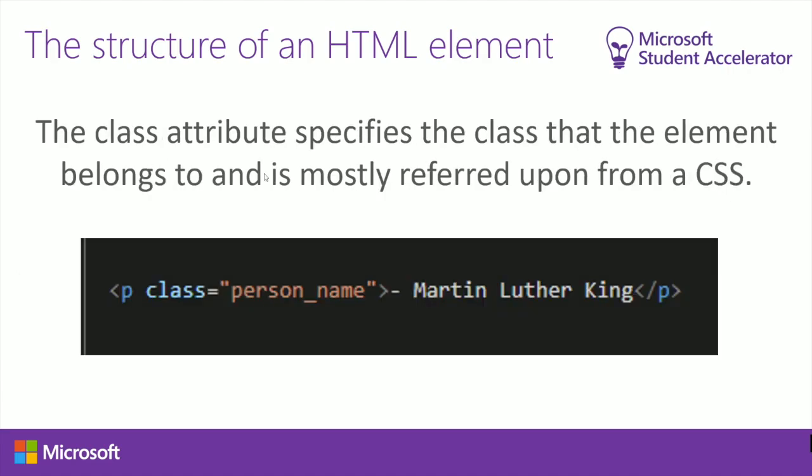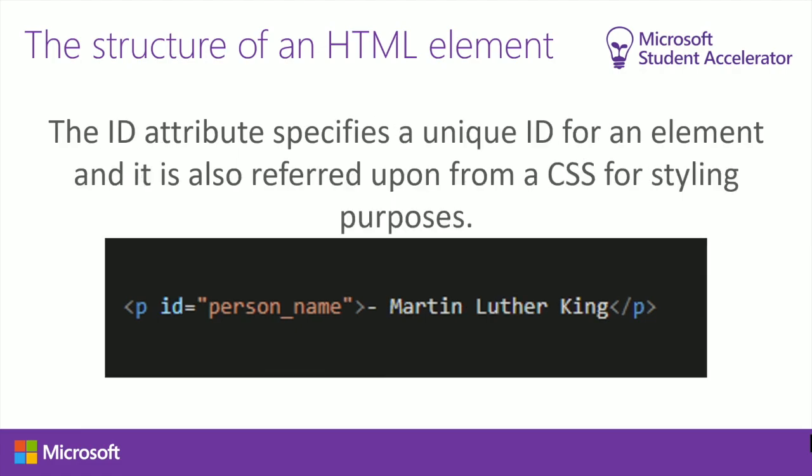Multiple different attributes can be placed into the opening tag of an HTML element. The class attribute shown below specifies the class that the element belongs to and is mostly referred to from a cascading style sheet for styling purposes. Similarly, the ID attribute specifies a unique ID for an element and is also referred to from a CSS for styling purposes.